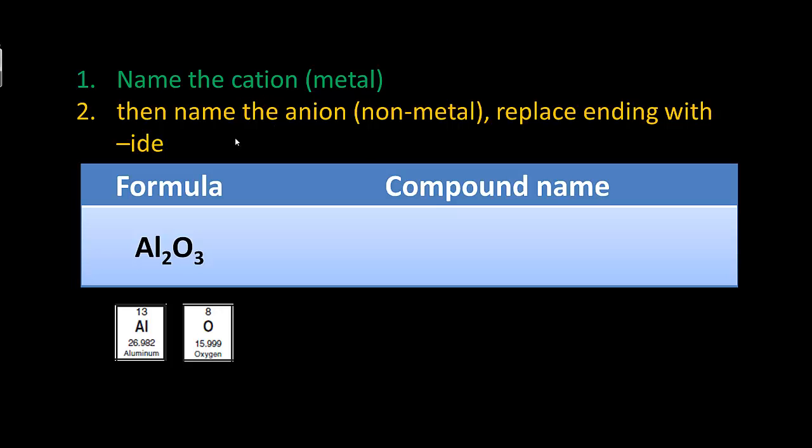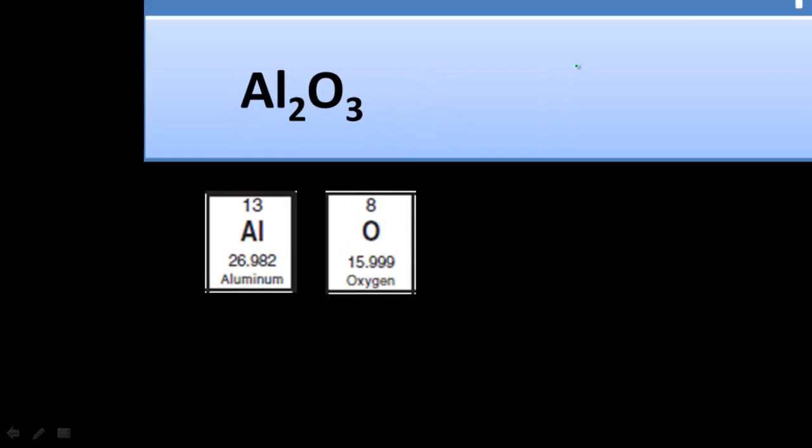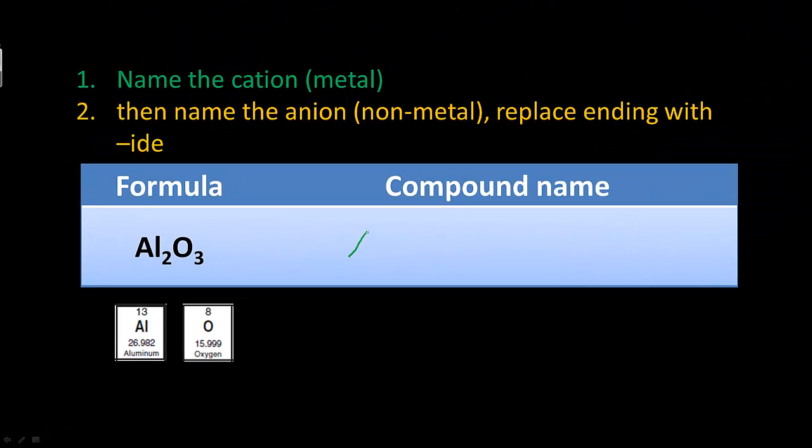Okay, so we're going to name the cation first, which is the metal. Aluminum is the metal, and it is the name of aluminum. So we're going to write aluminum.